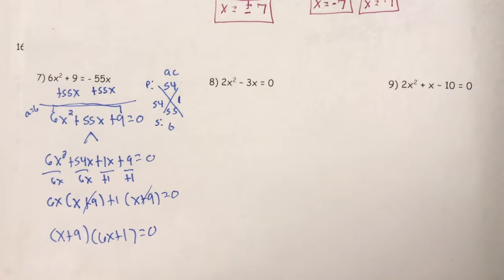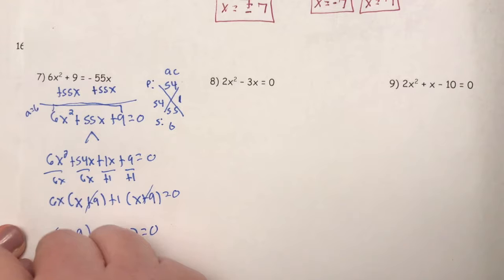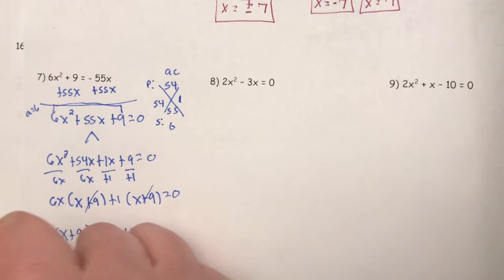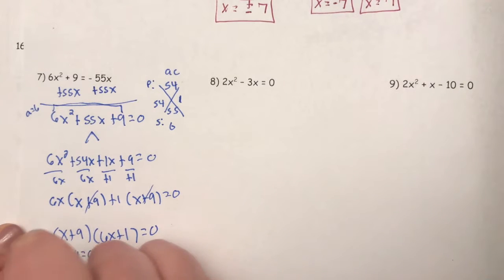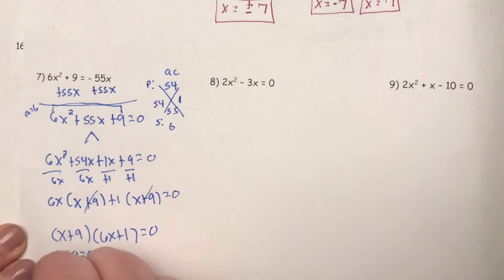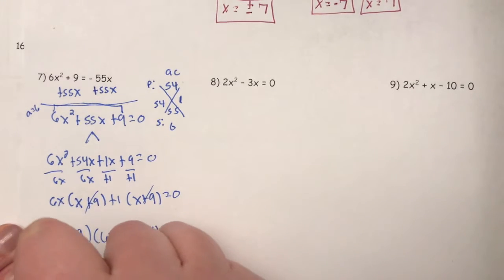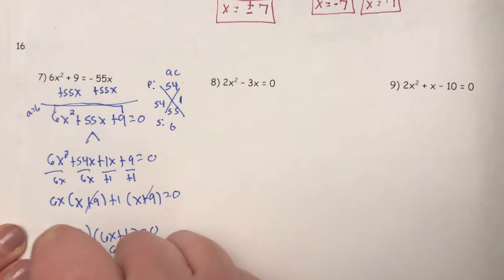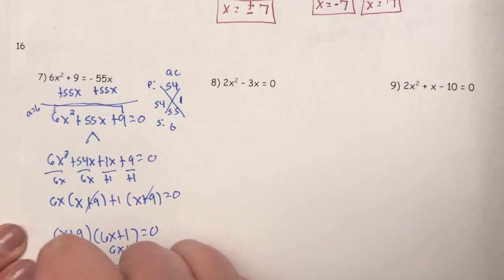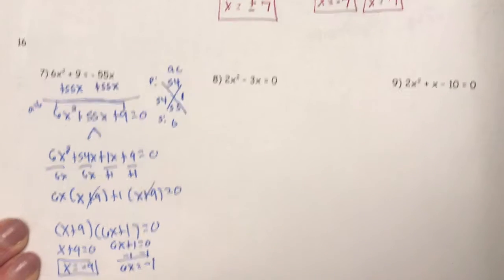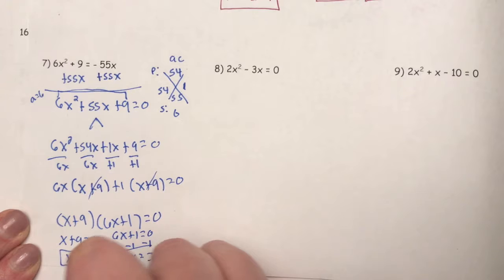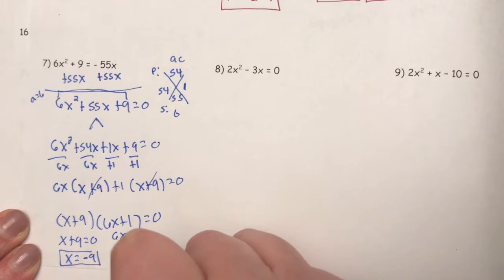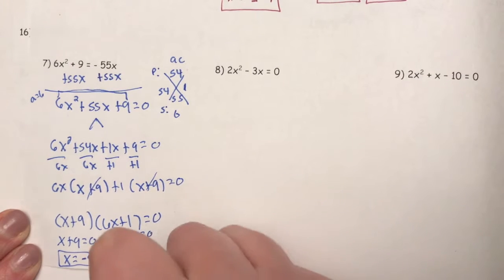Now that we have that, we can use our zero product property and set each one equal to 0. So for the first factor, the solution will be x equals negative 9. For the second one, when I set that up, I'm going to subtract 1 from both sides. And then we're going to divide by 6. And we come up with x equals negative 1/6.